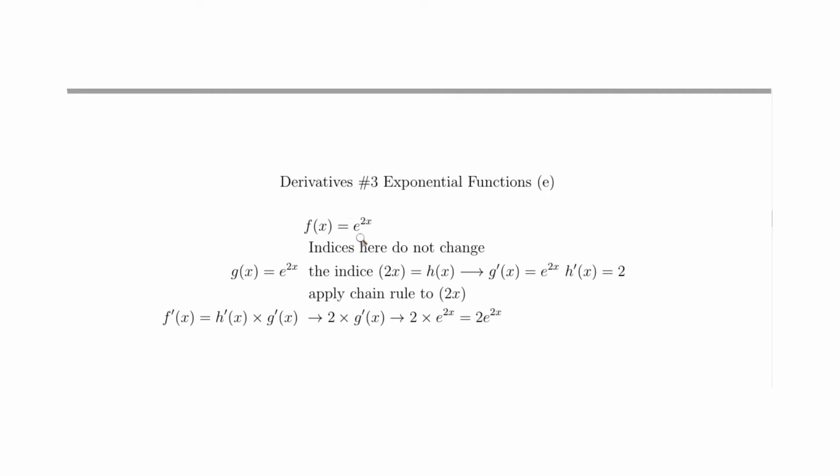But in this one here, we've got e to the 2x, so we have to work with this 2x a little bit. The indice, when you're dealing with an exponential function, doesn't change. So it's a bit like the trigonometric function. The input there doesn't change. But what you do is apply the 2x to the whole of the function. So we'll let g of x equal e to the 2x. Now the indice 2x we'll let be h of x.